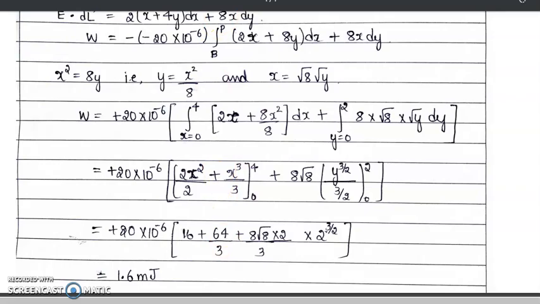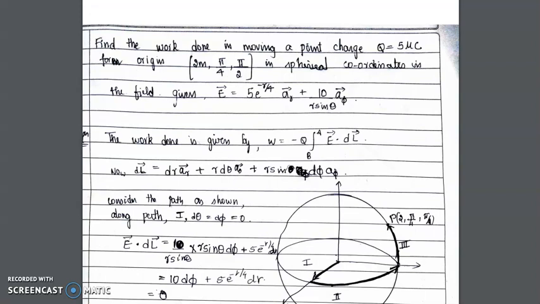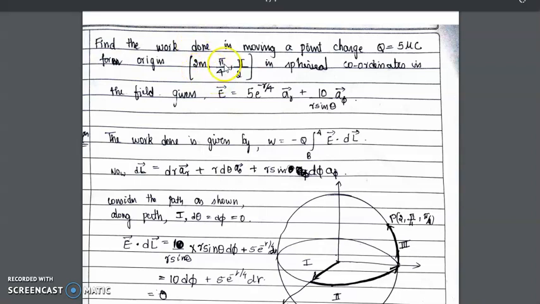So next problem we will take one problem on spherical coordinate system. The given problem is: find the work done in moving a point charge of Q = 5 microcoulomb from origin to point (2 m, pi/4, pi/2) in spherical coordinate system in the field E = 5 e^(-r/4) a_r + (10/(r sin theta)) a_phi volt per meter.